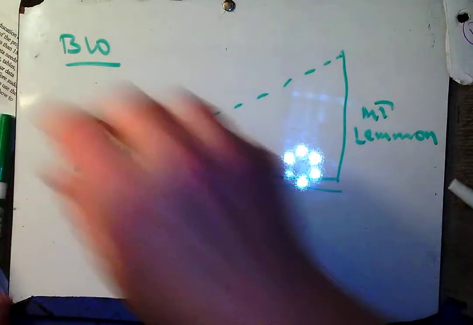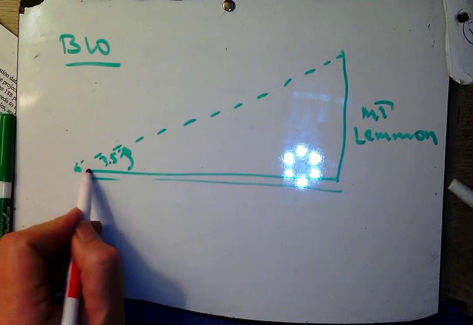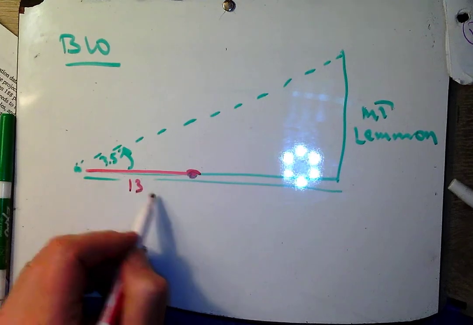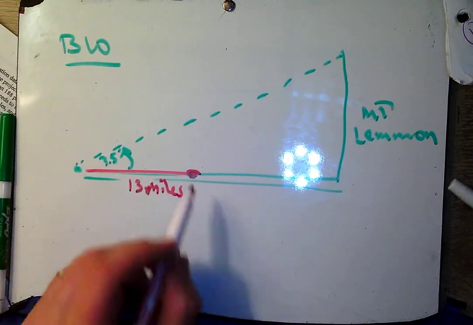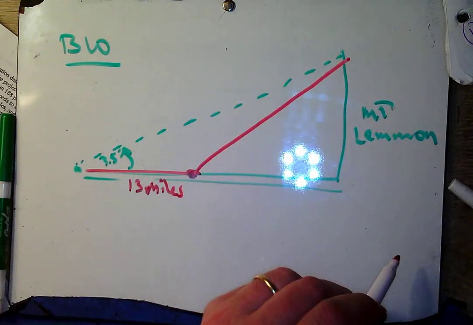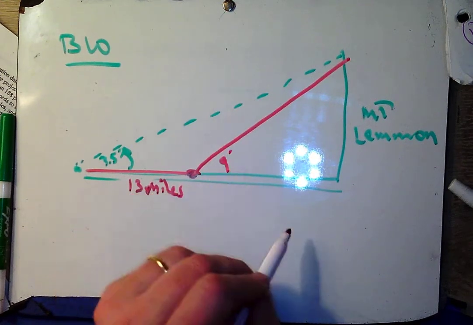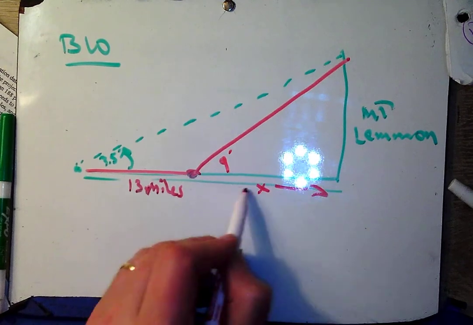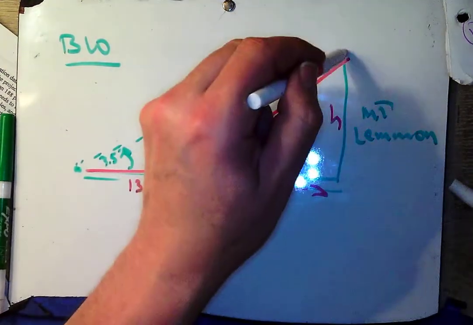And the second time we pull over, we drive down the road a little more, 13 miles. And now we're here, and we look up at the top of the mountain, and this time the angle of elevation is 9 degrees. Don't know how far away we are from the base of the mountain, but what we really want to know is the height of the mountain.